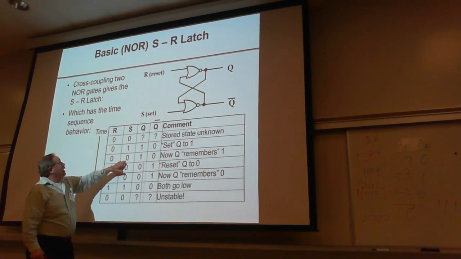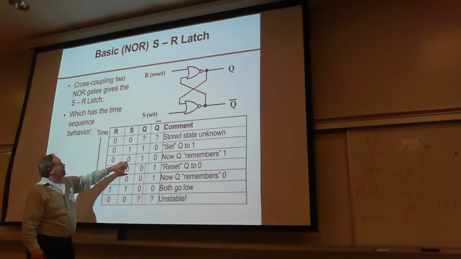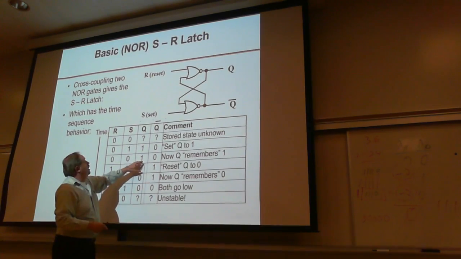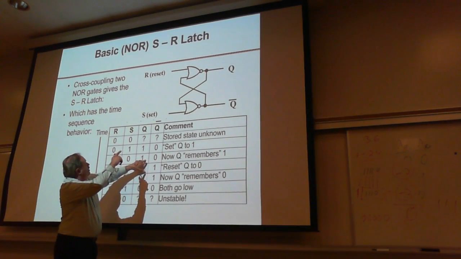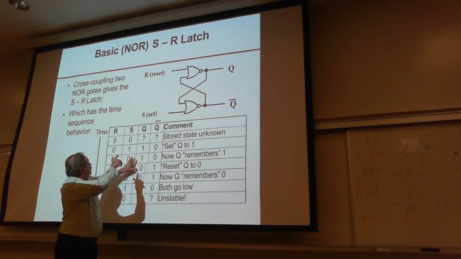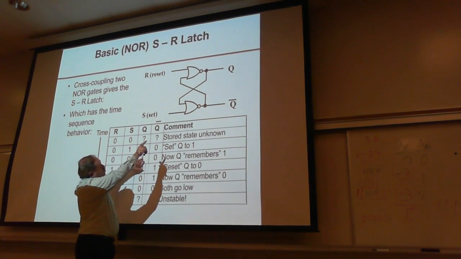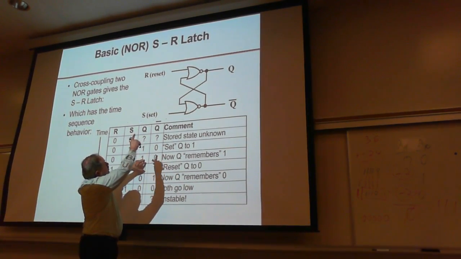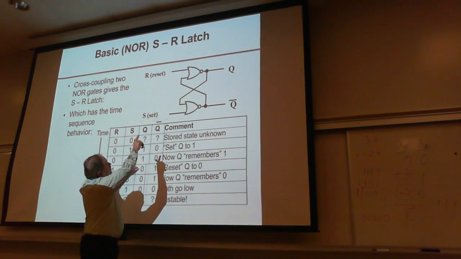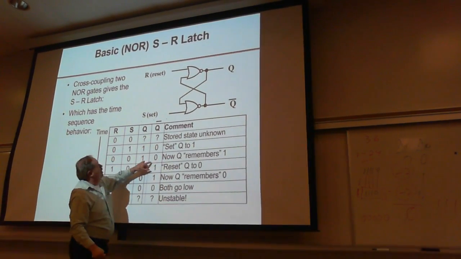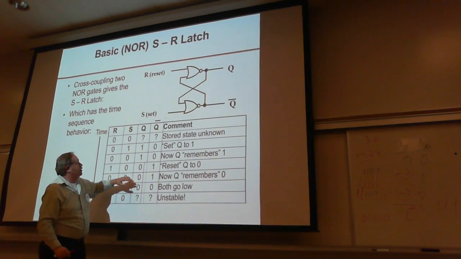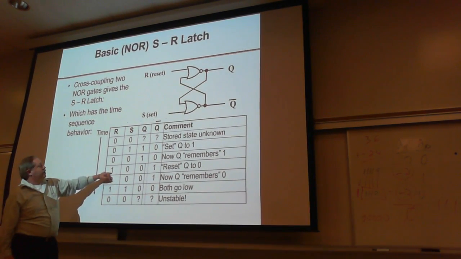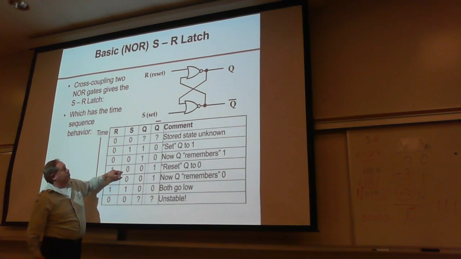Now, if I take away S, it doesn't change the outputs, because the other input is already remembered as a 0, so it's putting out a 1. So we have 1 and 0, no change there. Now, I come and set R to 1, and S is going to remain at 0.